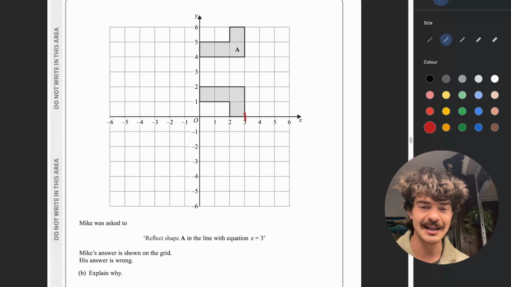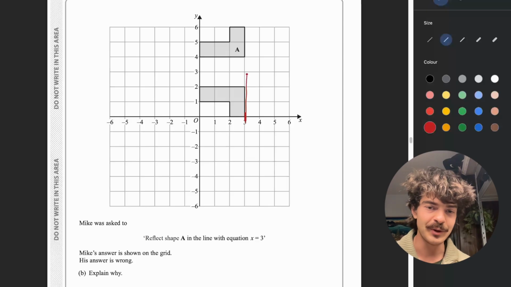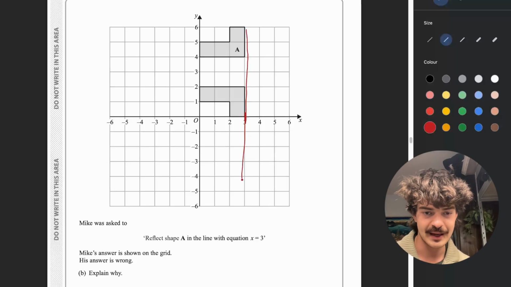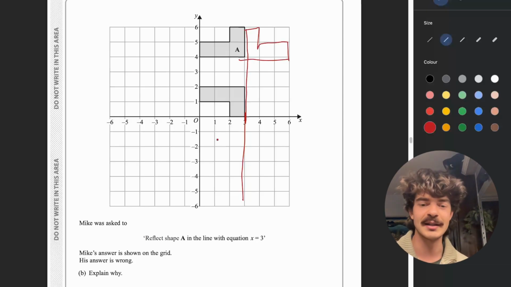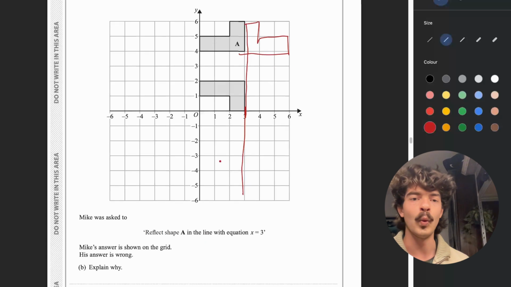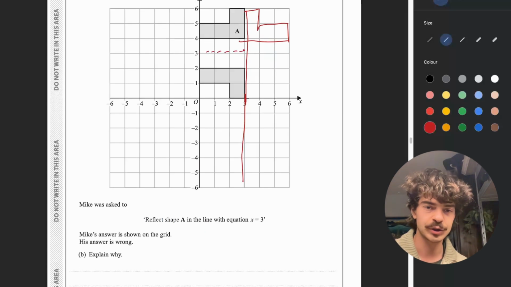That's the x-axis. That's where x is 3. So all the points vertically here are x equals 3's. So when he had shape A, he should have reflected it this way. What he's done is he's reflected in y equals 3, this line.